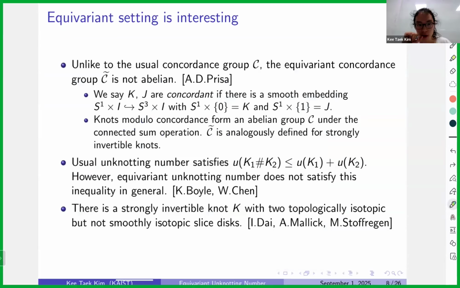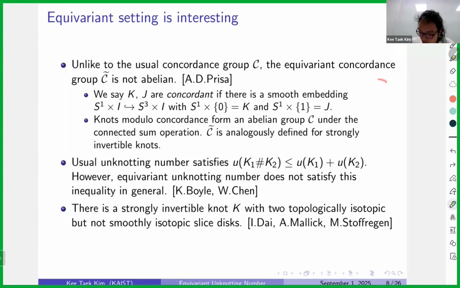So why do we consider the equivariant setting? First, the equivariant setting is itself more interesting than the original setting. One case is about the concordance group. I will explain briefly. We say two knots K and J are concordant if there is a smooth embedding of an annulus into S3 times I, which bounds the given knots K and J.